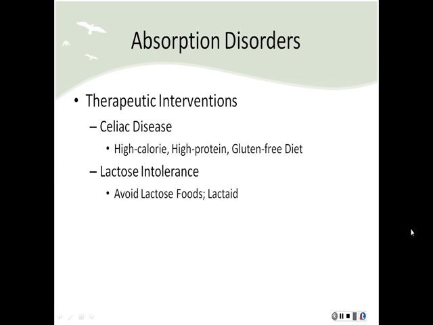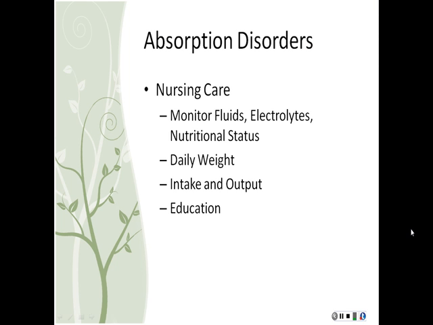For therapeutic interventions for celiac disease, patients are started on a high-calorie, high-protein, gluten-free diet. Many products contain gluten, so the patient needs to be instructed to read labels very carefully. For lactose intolerance, patients can avoid milk products, or they can use Lactaid, which is an over-the-counter lactase substitute. This will help digest about 70% of lactose in foods, which makes them a lot more tolerable.